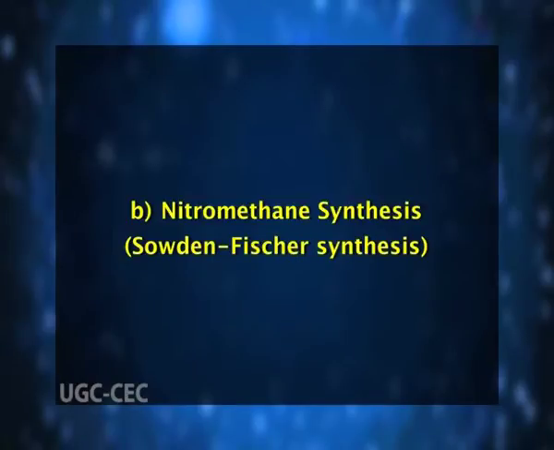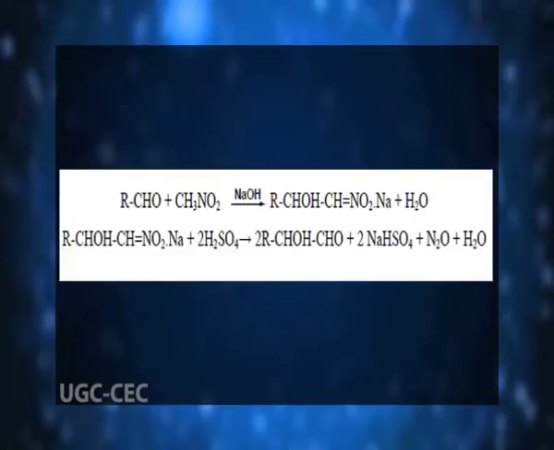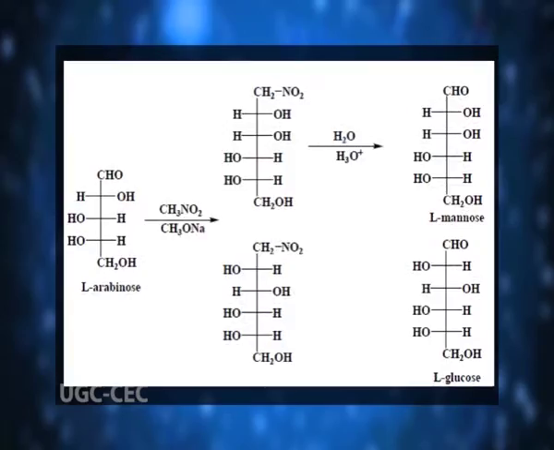Second is the nitromethane synthesis, Sowden-Fischer synthesis. Another method of extending the length of the carbon chain involves the base catalyzed condensation of nitromethane with an aldehyde to produce a C-nitroalcohol, and decomposition of the sodium salt of the latter with cold mineral acid to give an aldehyde containing one more carbon atom than the original aldehyde. The reaction is usually carried out in methanol with sodium as basic catalyst.